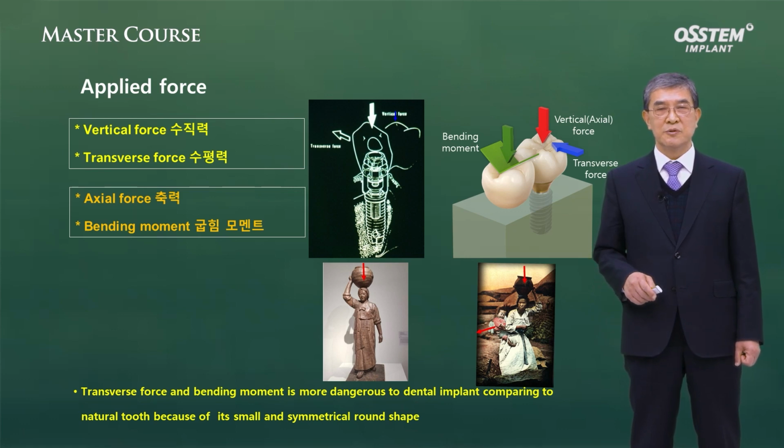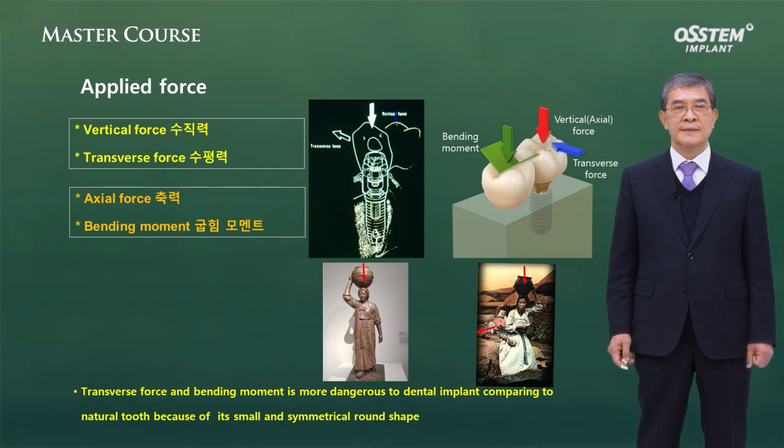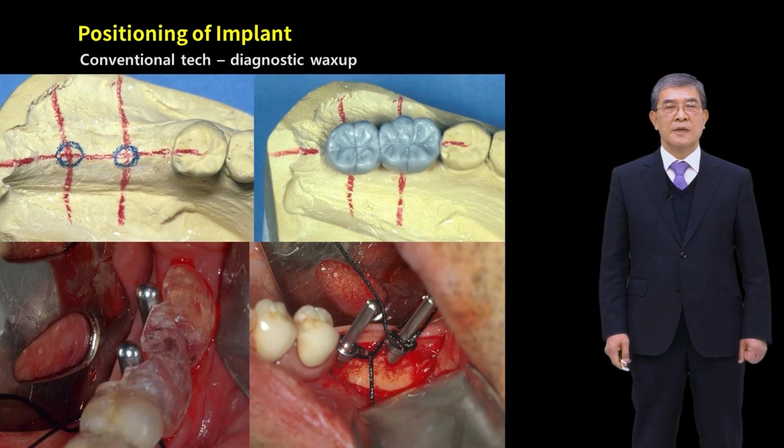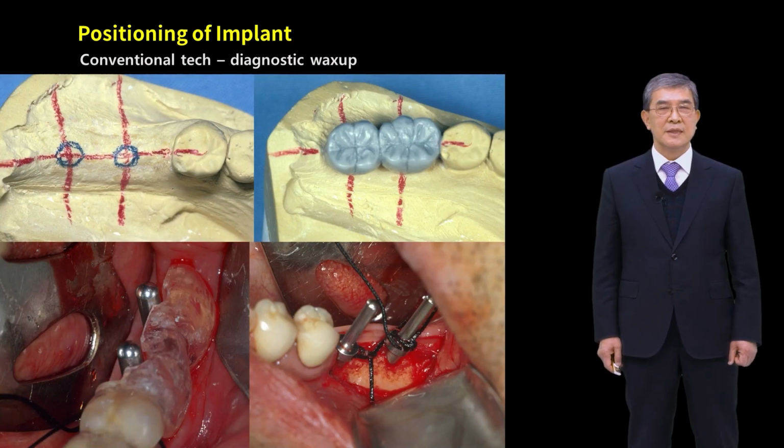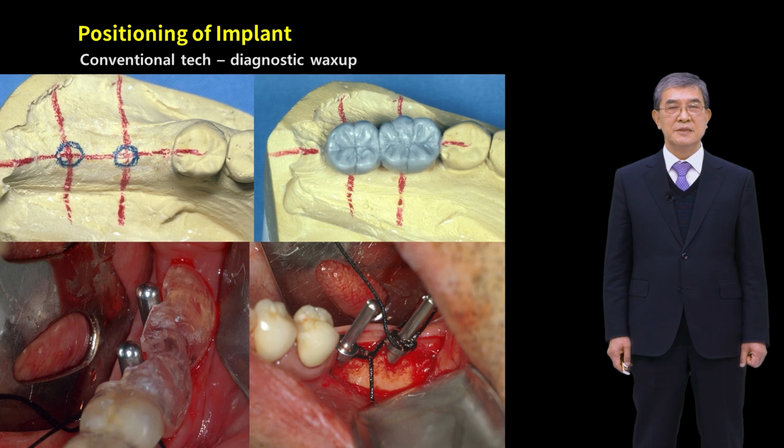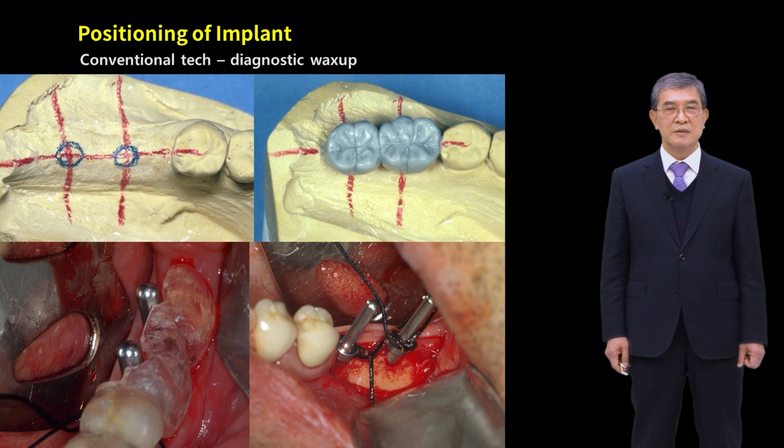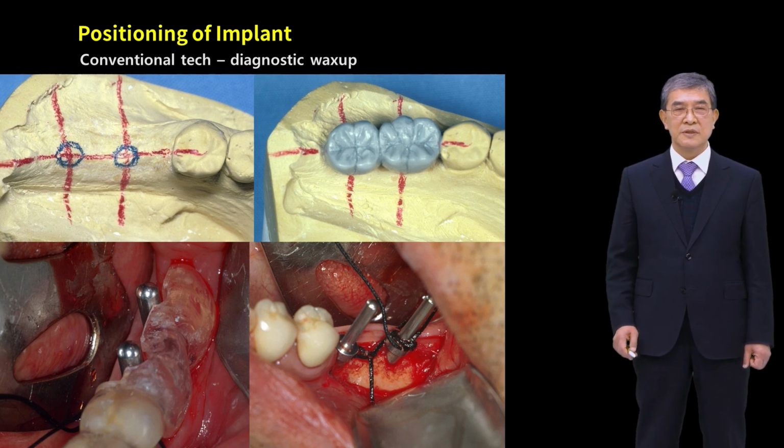I'm not sure whether this is a right metaphor, but it is the same with the implant. If bending moment occurs instead of axial force, it will cause a negative impact on the implant. We need to position the implant right so that the antagonist can provide axial force.